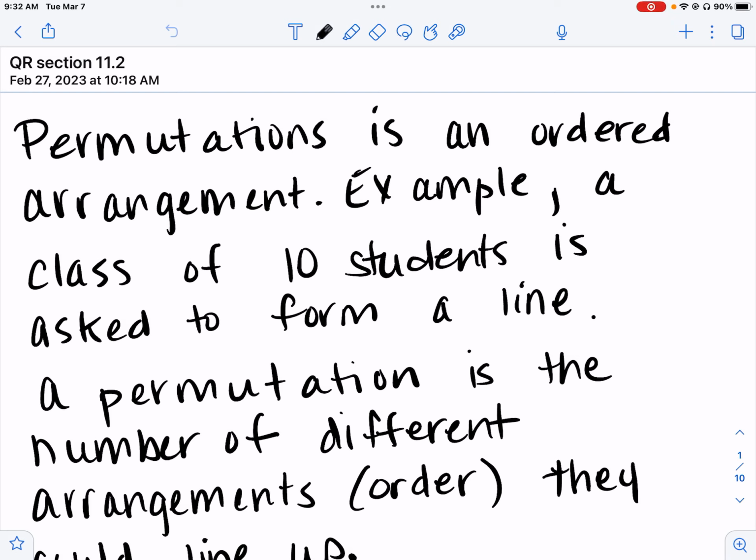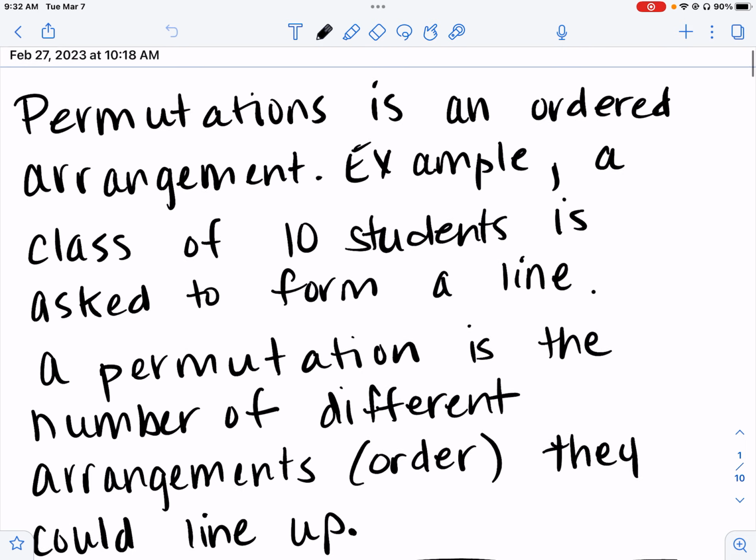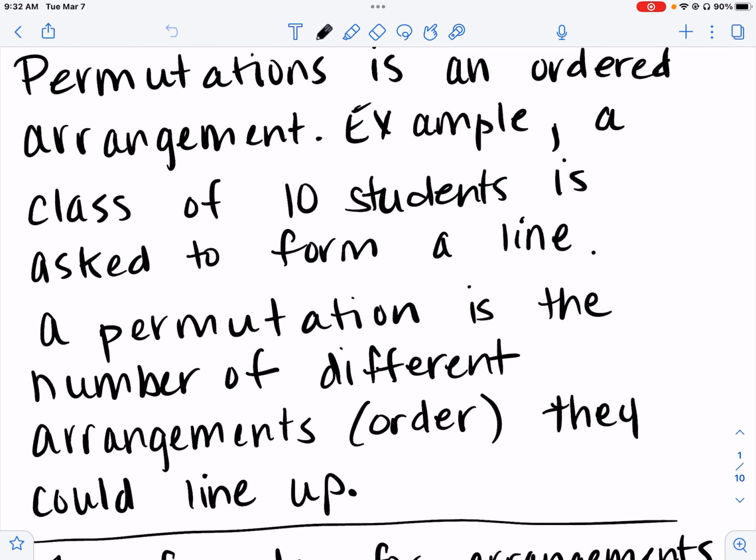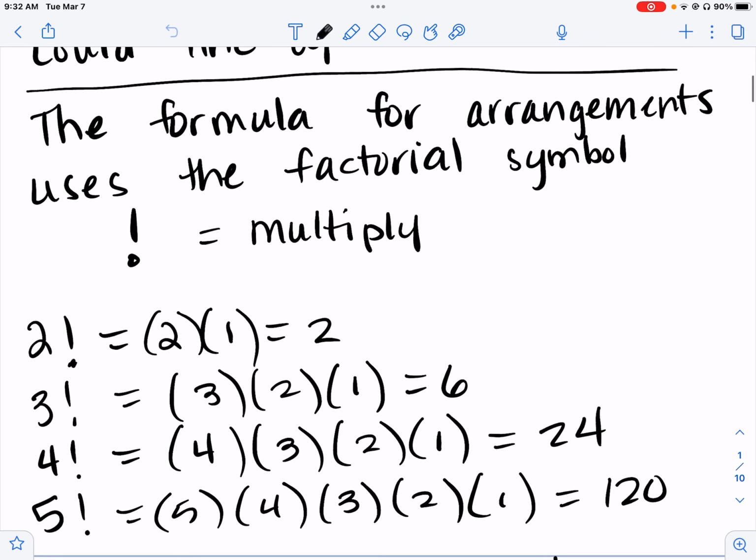Section 11.2. A permutation is an ordered arrangement. Example: a class of 10 students is asked to form a line. A permutation is the number of different arrangements, or orders, in which they could line up. The formula for the arrangements uses the factorial symbol, which is an exclamation mark, and it means multiply.